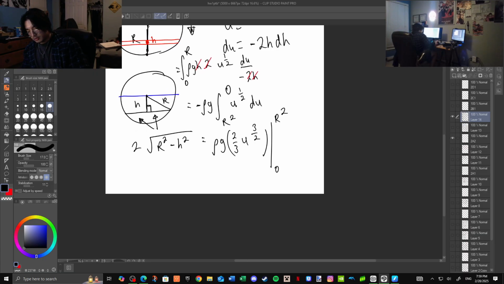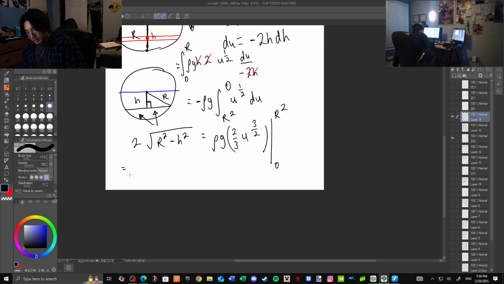Plugging those bounds into our equation, 2/3 times this would be r squared minus 0 squared, all of that to the 3/2 power. And so 0 doesn't do anything, obviously. And then you apply this to r squared, the 2's cancel out, and you are left with the final equation. F of x is equal to 2/3 rho g, all that times r to the 3rd.